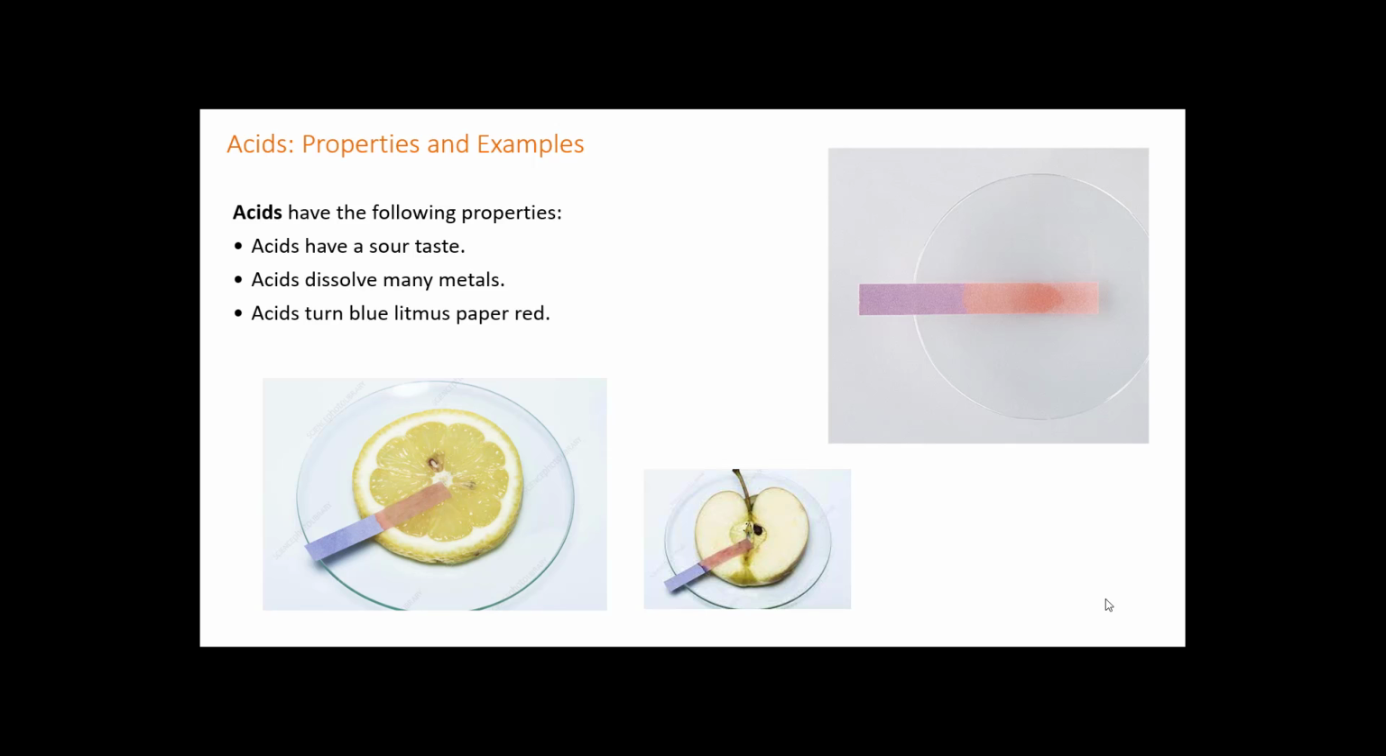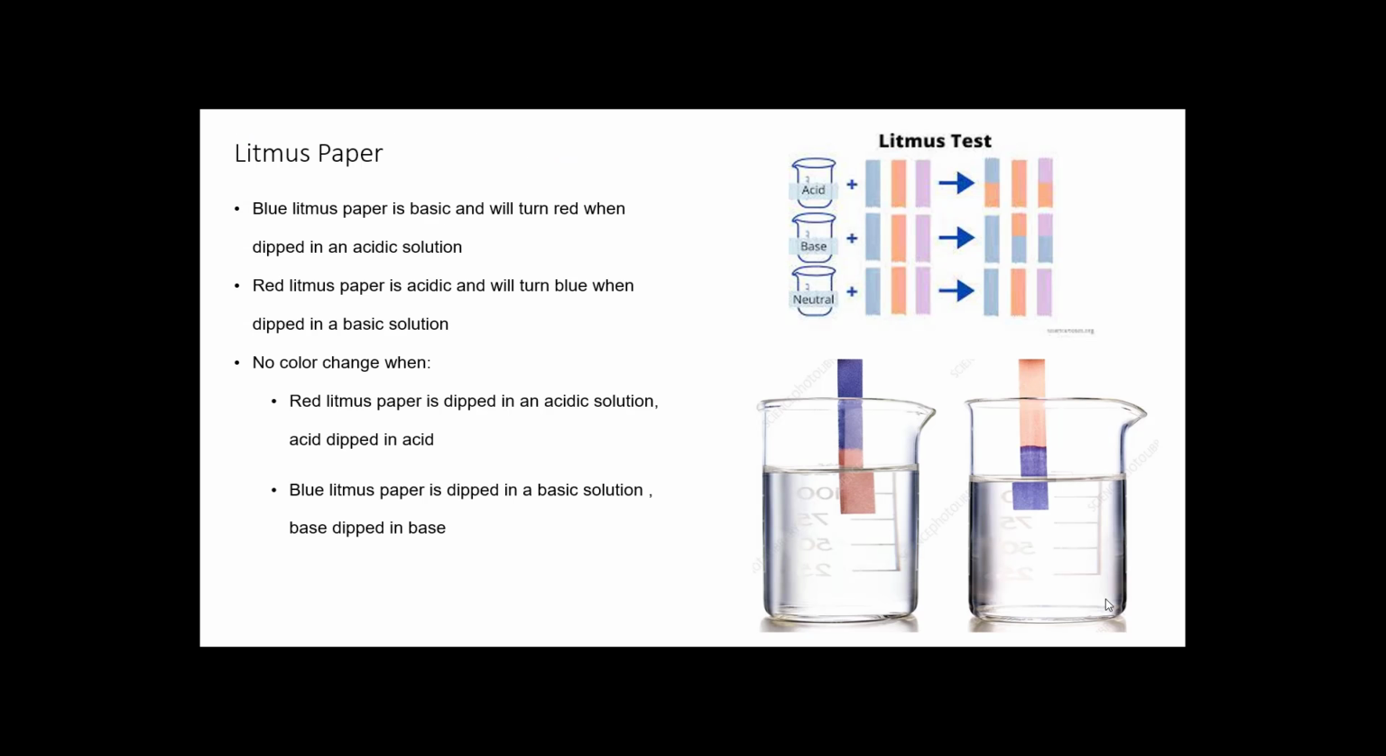So acids have a sour taste. So you think of a lemon. Lemon is very sour. They dissolve many metals, and they can turn blue litmus paper red. So if we had been in class, in lab, you would have had litmus paper that is blue and litmus paper that is red. The blue paper is basic, so I'm going to show you here. Blue litmus paper is basic, and when dipped in a solution that's acidic, it will immediately turn red, but it actually looks kind of pink. And red litmus paper is acidic, and if you want to test a basic solution, you would dip this in and it would turn blue.